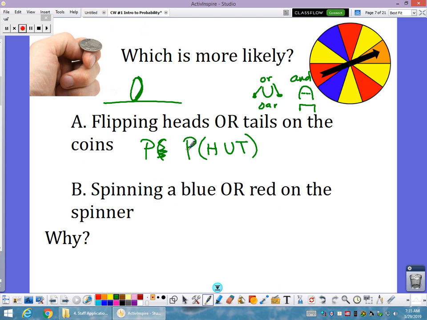Alright, so this is the probability of heads or tails. Probability of heads or tails is just 1. 1 is the complete, like, it's definitely going to happen. You are going to flip a heads or you'll flip a tails.